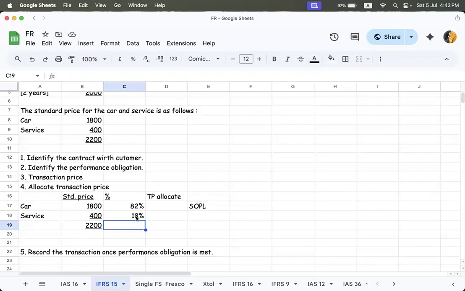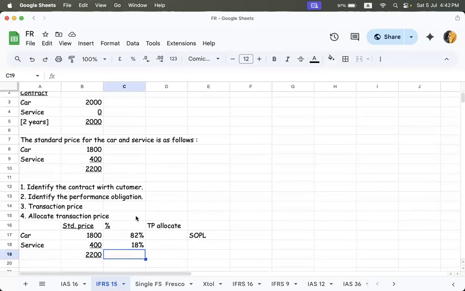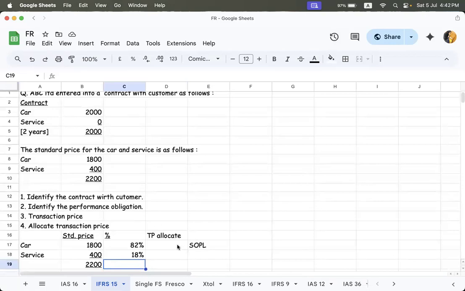Clear? Now we're going to allocate the transaction price. So when we allocate the transaction price, what happens? Out of the total 2000, 82 percentage is going to be the car price. In the same way, out of the 2000, 18 percentage is going to be the service cost. Now the twist is this is going to be divided over 2 years' time, right?